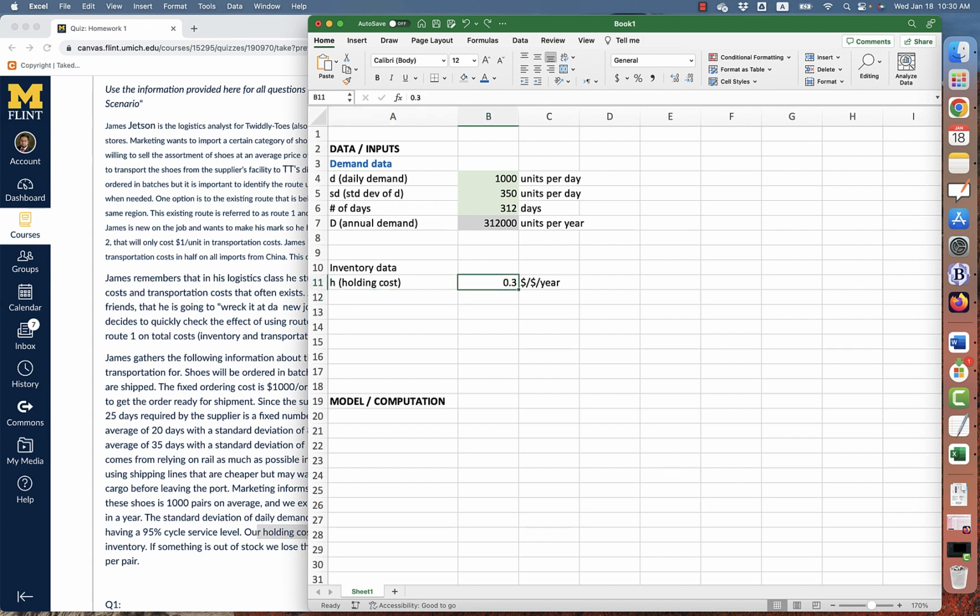30% of 40 is the same as 0.3 times 40, right? Because 30% of something, you do 30 over 100 times that something. So 30% of C is the same thing as 0.3 times C, where C is the cost of the item. So either way you express the holding cost, it's equivalent. Okay.